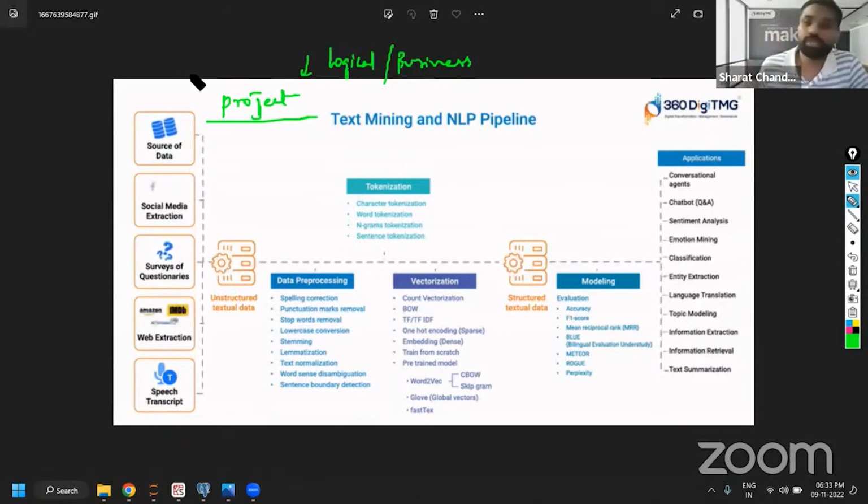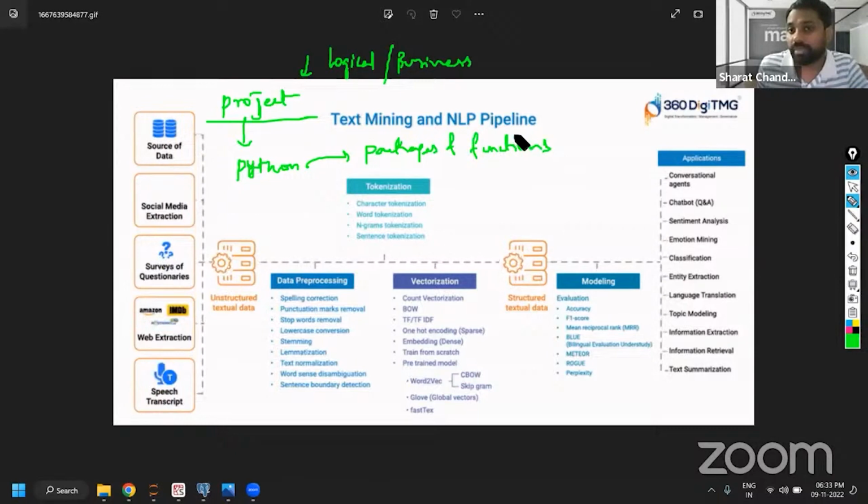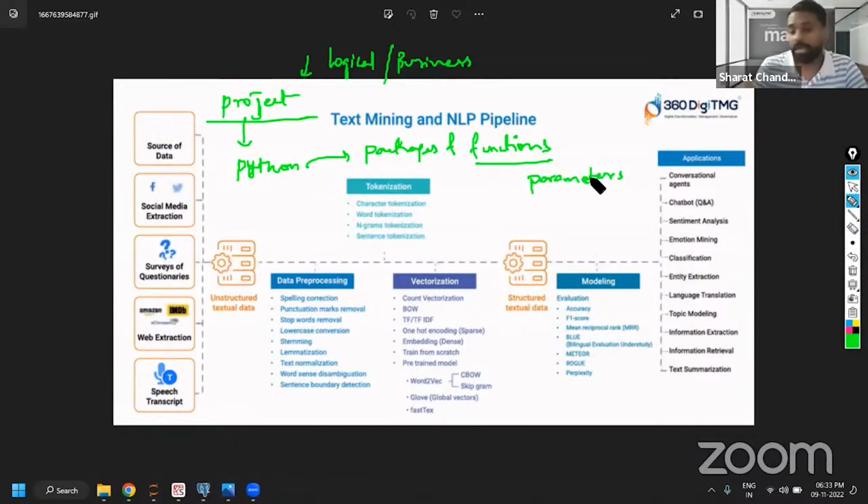To solve this, we were using various techniques, various algorithms, and for implementing that, we are basically using Python programming language as an interface. And in Python, we have readily available packages and functions, right? And we were focusing on the functions and the respective parameters which can be played around with respect to these functions. These were the two areas that we were focusing.